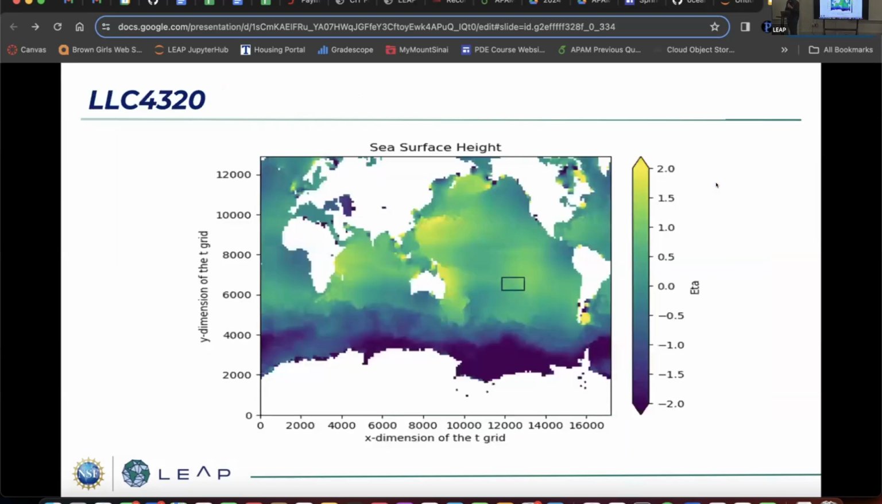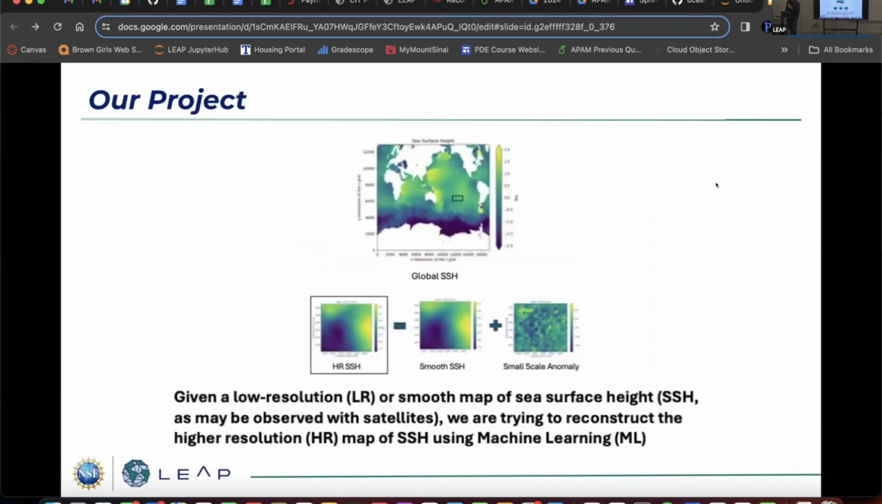So to start, we used a high resolution ocean model from MIT called LLC4320. This allowed us to pick a specific region in the ocean and build a high resolution image data set. We focused on sea surface height for our project. After building the high resolution image data set, we can filter it to create a low resolution image data set. From that low resolution data set, we are training a machine learning model that will take it, reconstruct it, and build a high resolution image data set. So this is just a big picture of what it looks like.